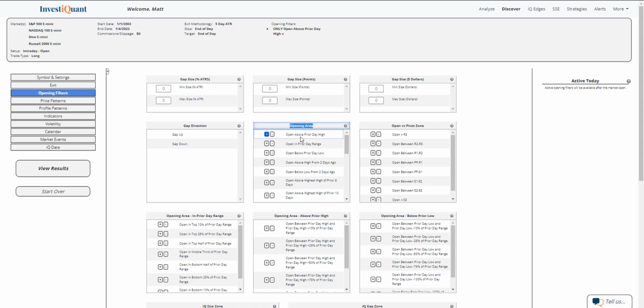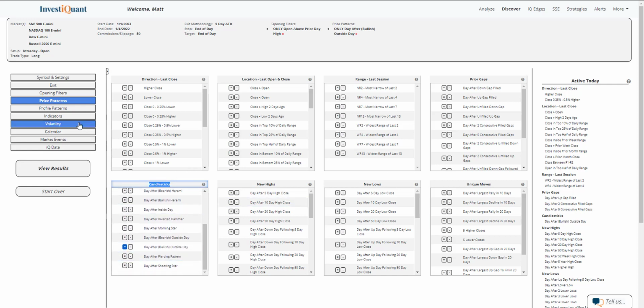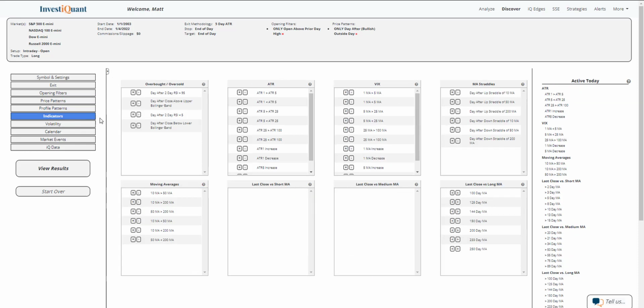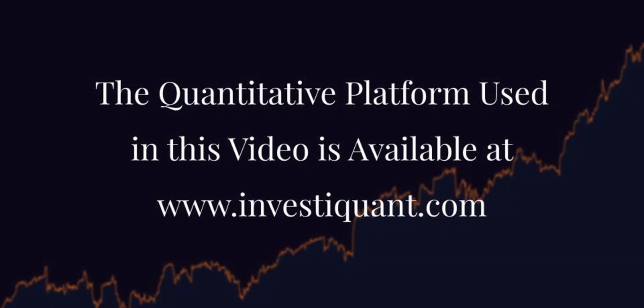I'm going to hit equals for open above prior day high. Next thing I'm going to do is go down to the price patterns library, and I'm going to grab the bullish outside day candlestick pattern that's available here on active today, or I could scroll down from candlesticks and find it as well. There it is. Next thing I'm going to do is go to indicators, put us in a similar market environment. We are above a 10 and above a 200-day simple moving average, and then I can click view results.